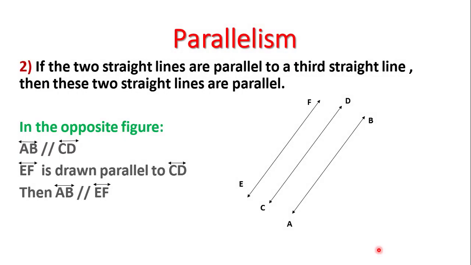The second fact, if two straight lines are parallel to a third, then these two straight lines are parallel. Like here, for example, the straight line AB is parallel to the straight line CD, and we draw EF parallel to CD. So in this case, EF will also be parallel to AB.